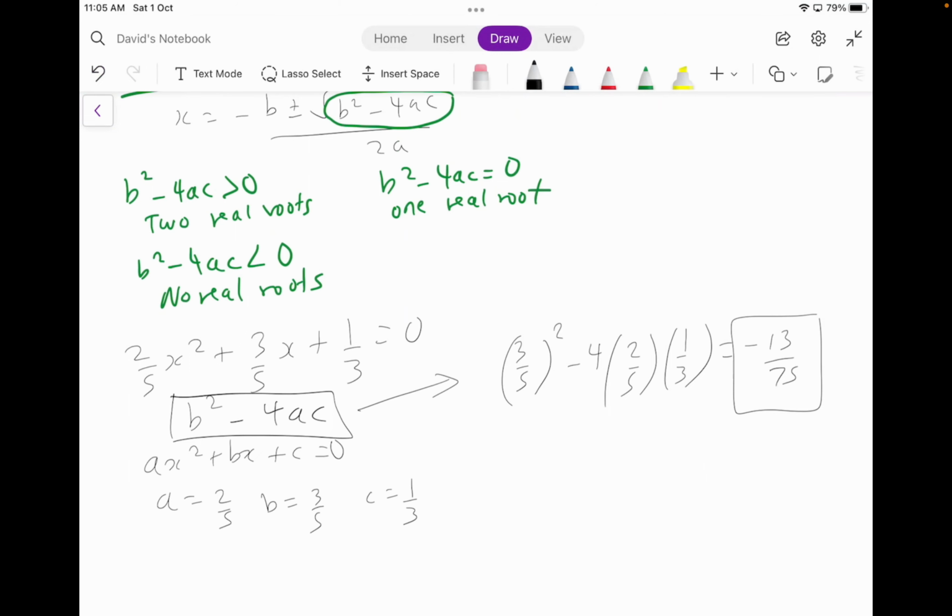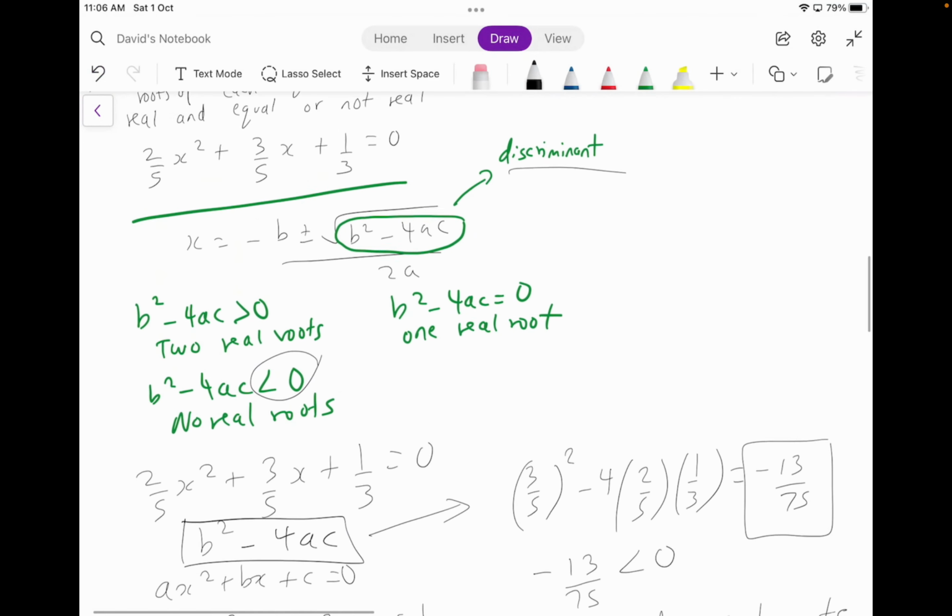You can see that the value we got is less than 0. Since negative 13 divided by 75 is less than 0, the answer is that there are no real roots. That's going to be our answer, because the value you got for b squared minus 4ac is less than 0, which shows that there are no real roots. That means the x-intercepts are not known. You just know your y-intercept here. The x-intercepts are not known.